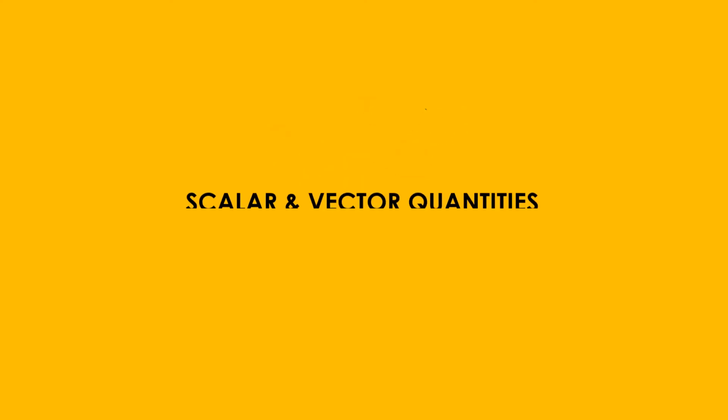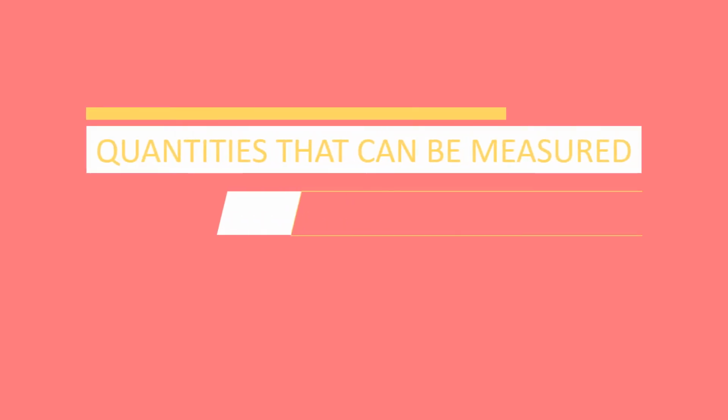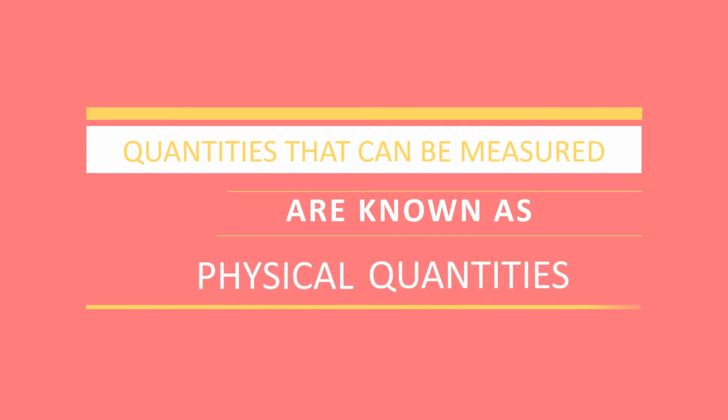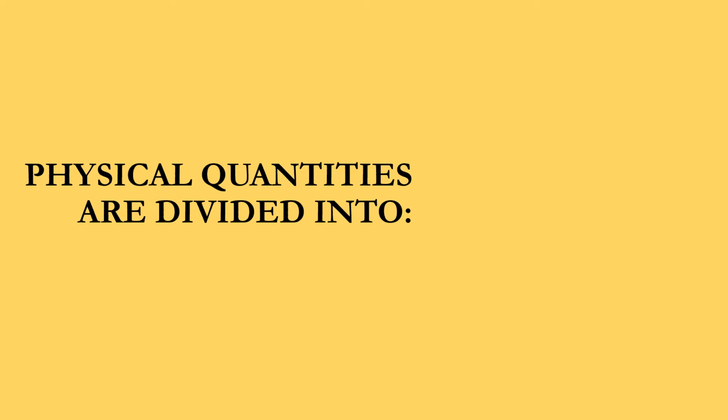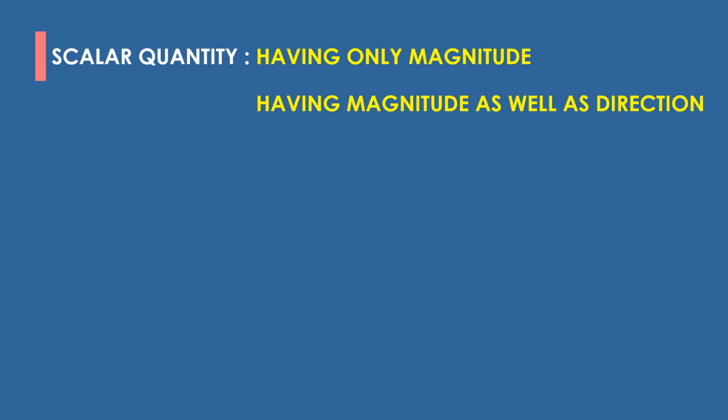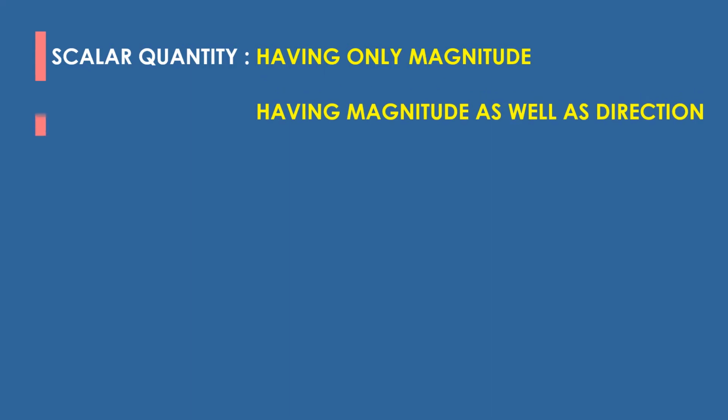Scalar and vector quantities. Quantities that can be measured are known as physical quantities. Physical quantities can be classified into two groups, which are scalar and vector quantities. A physical quantity having only magnitude is called a scalar quantity. Meanwhile, a physical quantity having magnitude as well as direction is called a vector quantity.